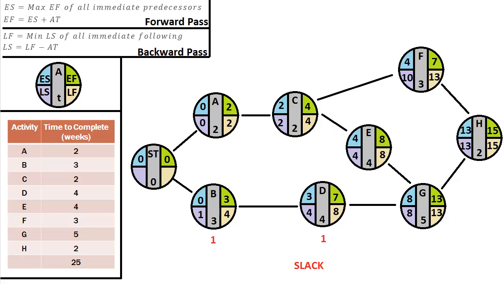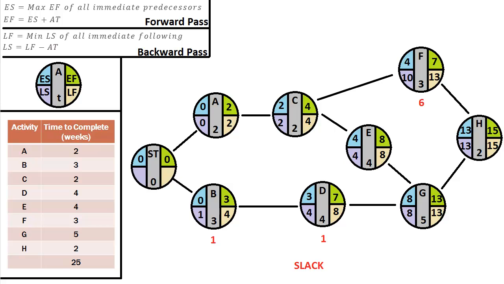Now E, there's no slack. In G, there's no slack. Let's go up to F. Well, of course, we have 10 minus 4. That's 6 weeks of slack in F. Then we go on to H, no slack there. So what does this actually mean?